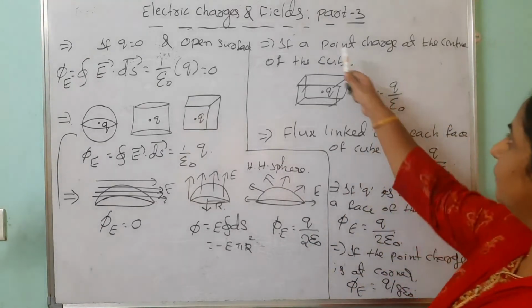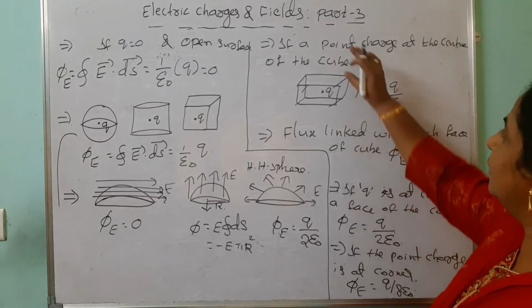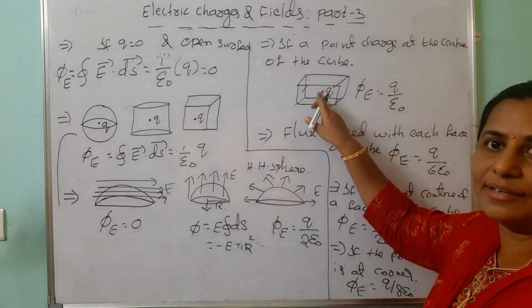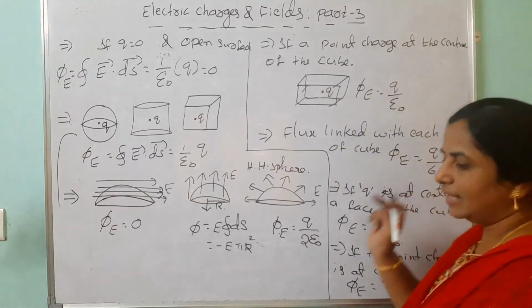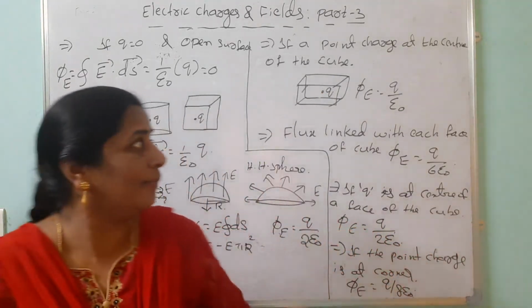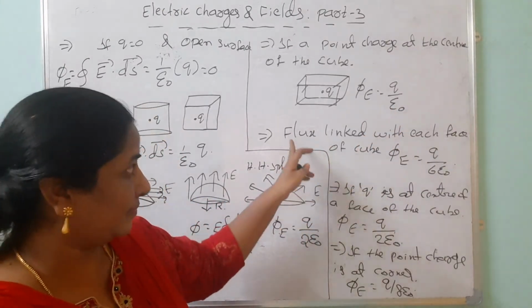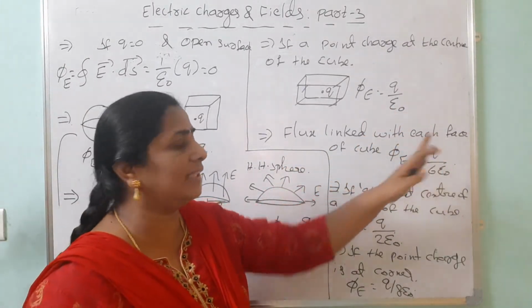Then come to this one. These are also very important. If we take one cube and place the charge at the center of it, in this case, what is the electric flux? Phi E equals q by epsilon naught. But come to the second case, flux linked with each face.